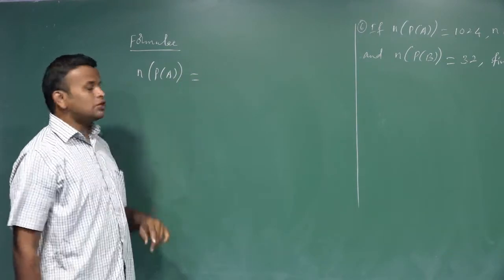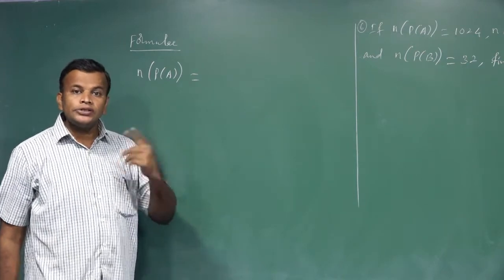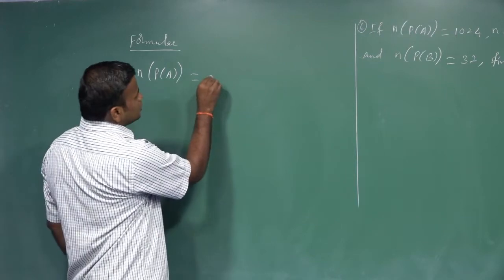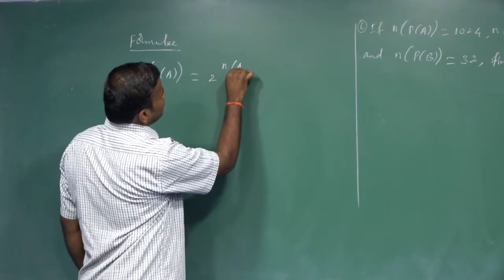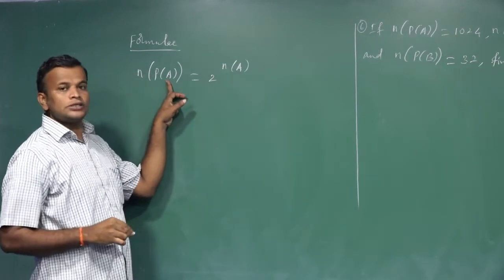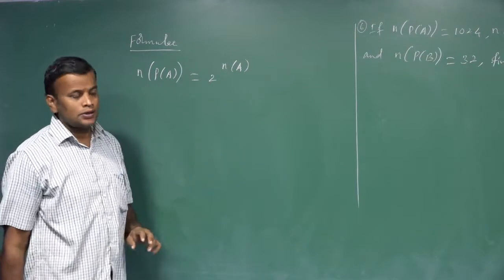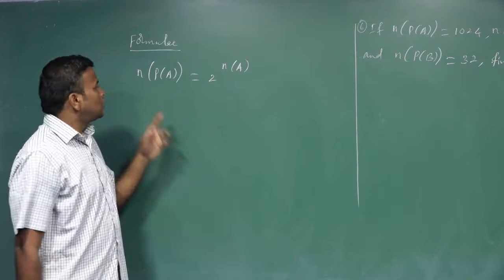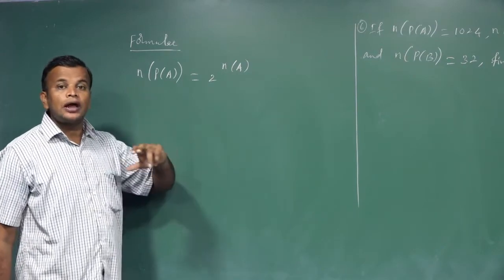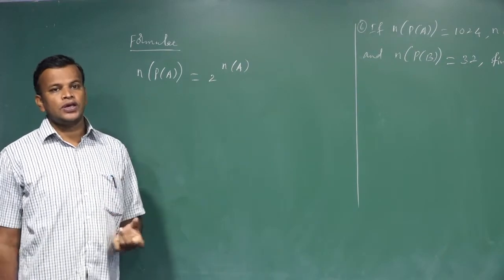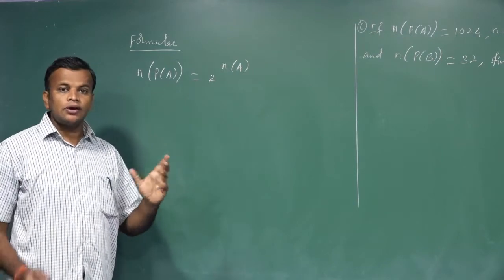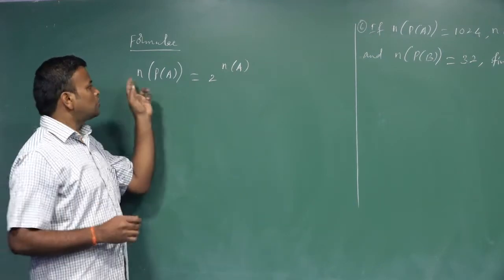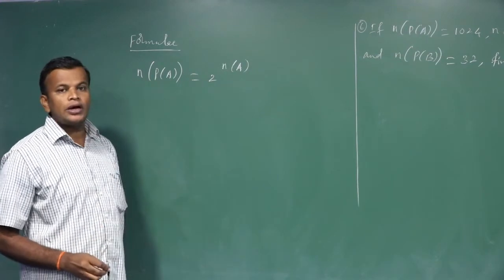N of P of A means the number of elements in the power set of A. The general formula is 2 power n of A. If it is A, we write 2 power n of A. Suppose it is B, then we write 2 power n of B. The power set contains all subsets, including the empty set and the full set. So the formula for n of P of A is 2 power n of A.